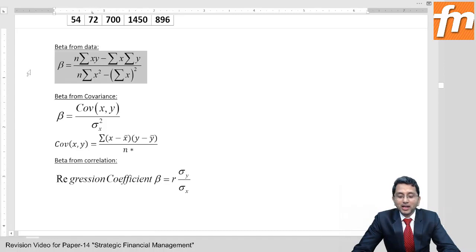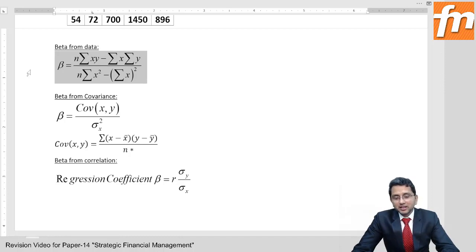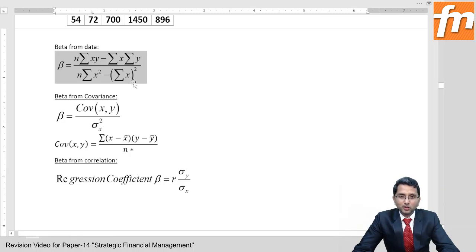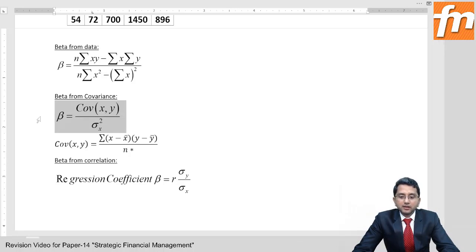If you directly want to calculate beta from the x and y series from data, it is n summation xy minus summation x into summation y upon n summation x square minus summation x whole square. It is easier than the correlation formula, isn't it? If you want to calculate beta from the given covariance, then beta is covariance between x and y divided by variance of x or square of standard deviation of x.